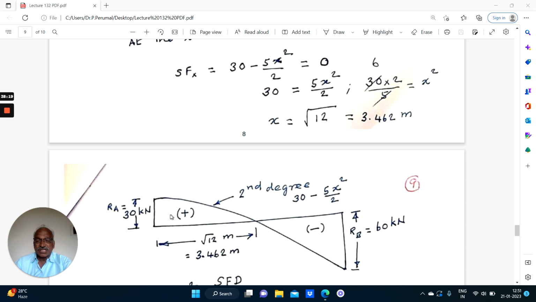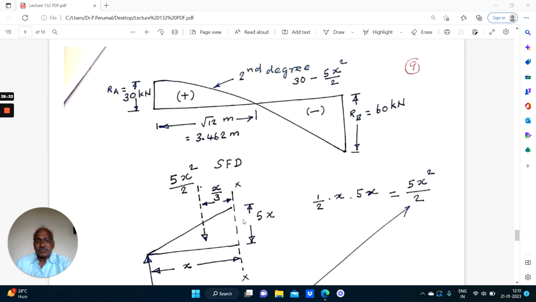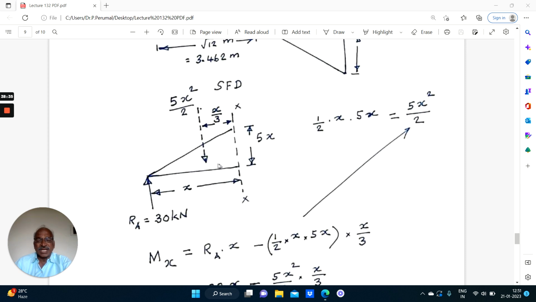So this variation also can be calculated every 1 meter interval. That is not necessary. If you know the variation and if you know where it changes sign, that is enough. So that is the shear force diagram, which is of second degree variation. Right. Next is that of bending moment.